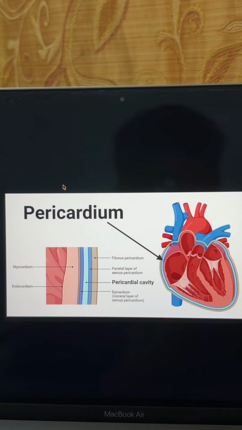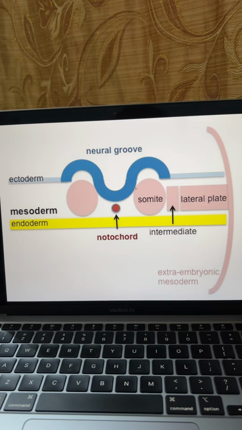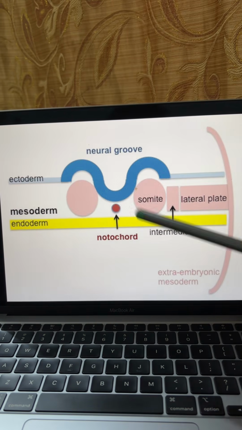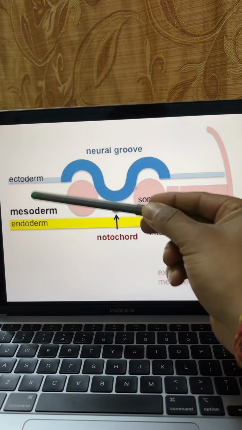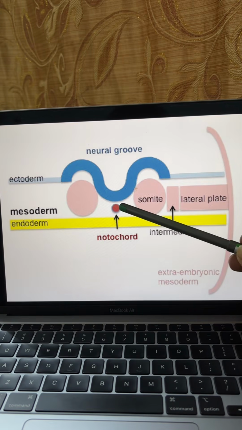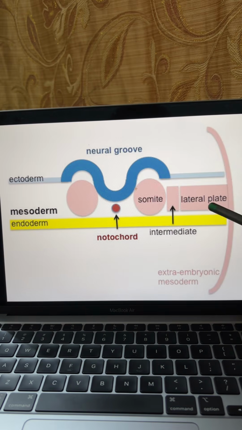So let's start our lecture today, development of pericardium. Before starting my lecture, I want to show you some pictures. In the embryonic stage, we have ectoderm, mesoderm, and endoderm. This is the neural groove. This is the notochord. And this is the lateral plate mesoderm. We'll talk in detail about this. Remember this picture, lateral plate mesoderm.